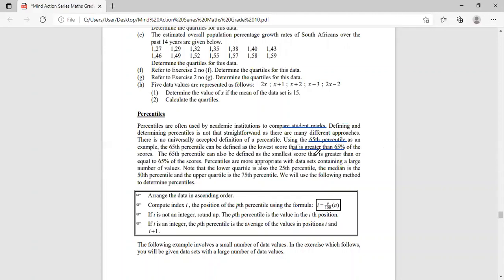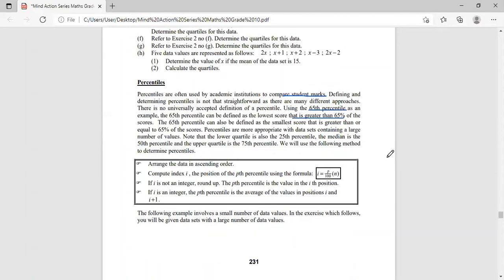Of the scores, the 65th percentile can also be defined as the smallest score that is greater or equal to 65% of the scores. Okay, fine. This is not actually that important.